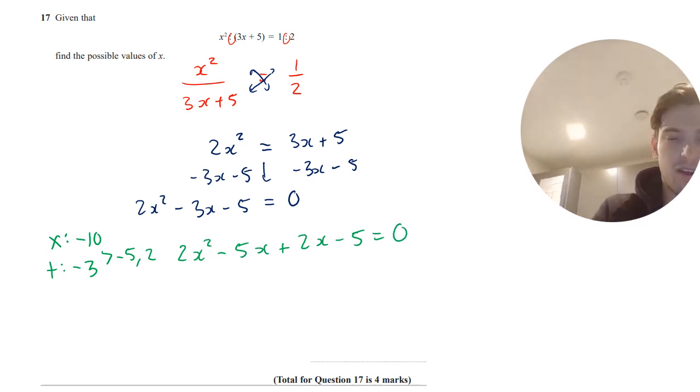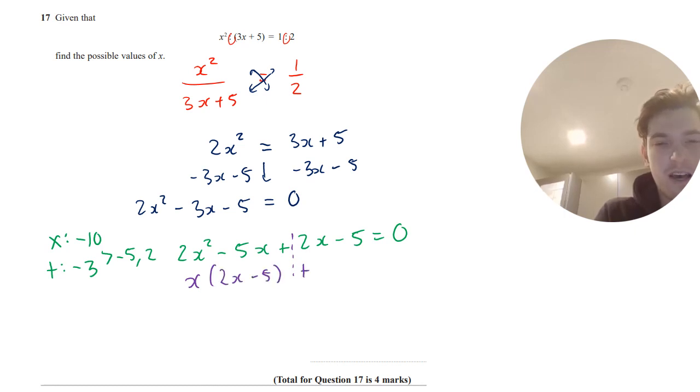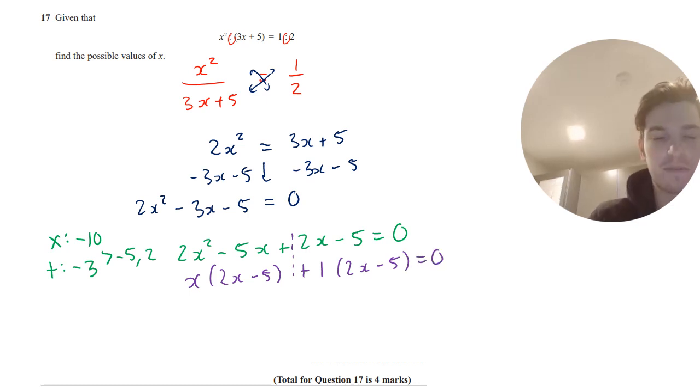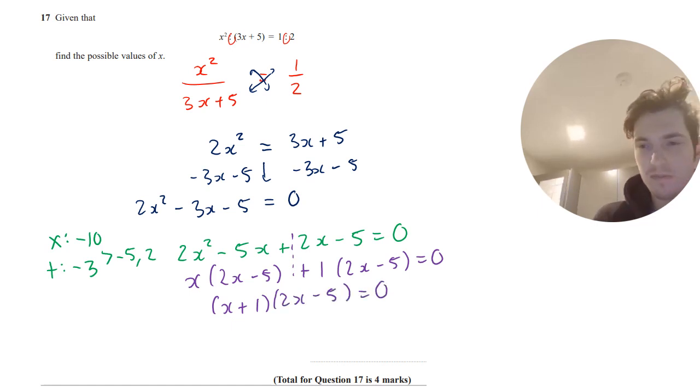Okay, now I'm going to do a dotted line here, factorize both parts. I can only take out an x from the first part, x(2x minus 5), plus, I can't factorize the second part, that's okay. I'm going to write plus 1(2x minus 5) equals 0. Now combine them. (x plus 1)(2x minus 5) equals 0. So, x1 equals, what makes that bracket equal to 0? Minus 1.